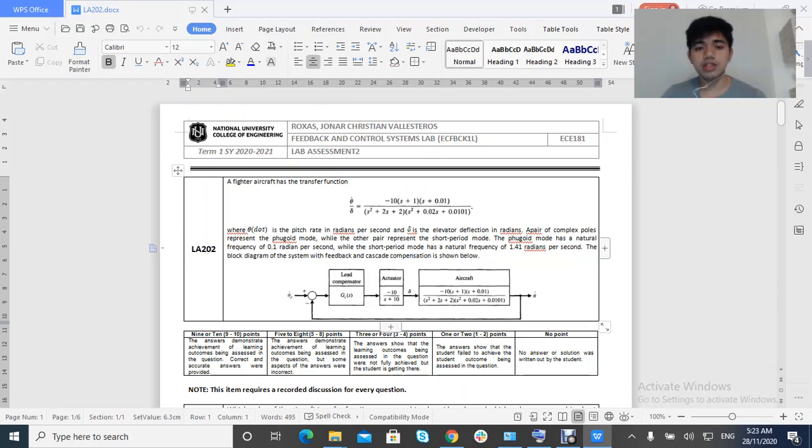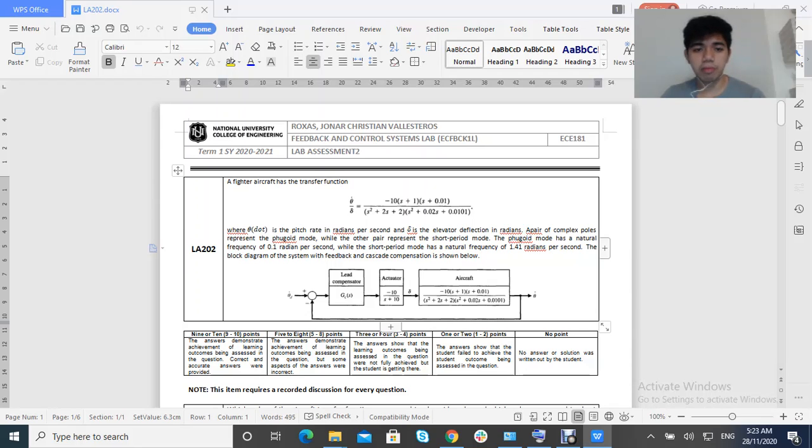can see here, negative 10 times (s plus 1)(s plus 0.01), multiplied by (s plus 1), over (s squared plus 2s plus 2) multiplied by (s squared plus 0.02s plus 0.0101), where theta dot is the pitch rate, in radians per second, and the input is the deflection in radians.